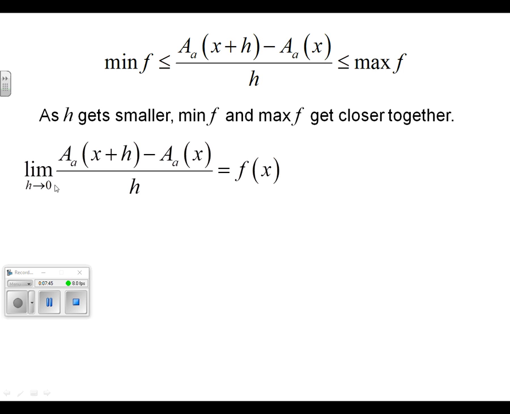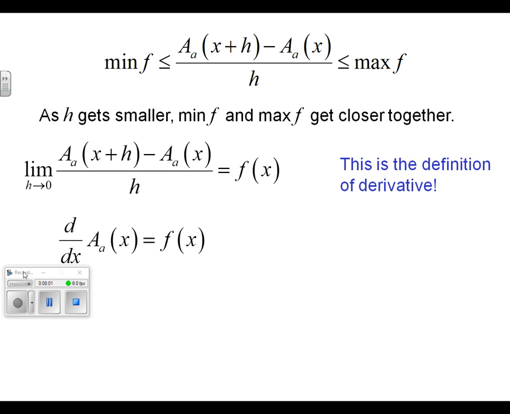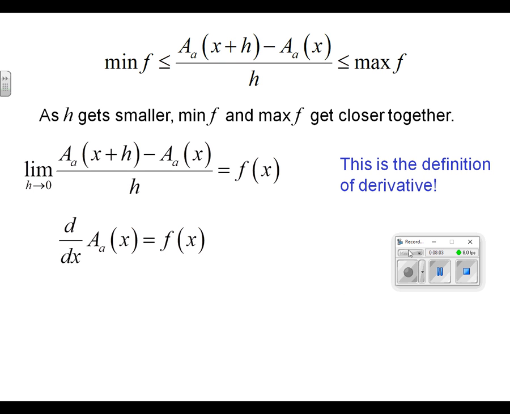And now that fits perfectly. We have the limit as h approaches 0 of A from a to x plus h minus A from a to x, over h. So that is our definition of the derivative. So this is what we have. So the derivative of the area function is this f of x over here.